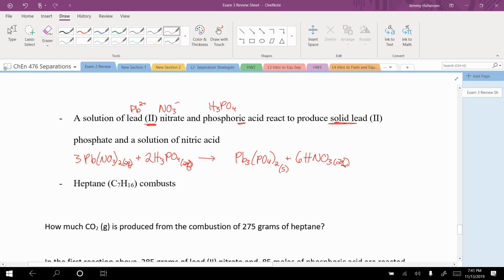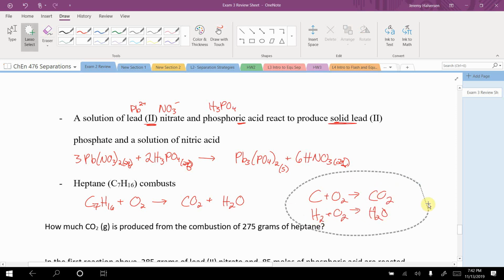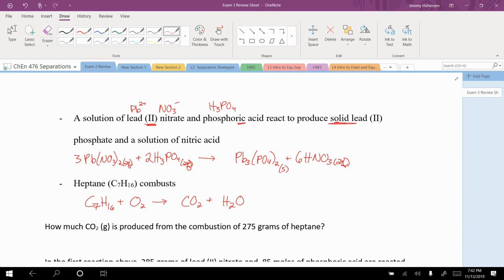Aqueous, because it says solution. All right, heptane combusts. C7H16. I combust it. What happens to it? I add oxygen, and in this case, what's it going to make? Okay, when I burn a hydrocarbon, I get carbon dioxide and water. What if I just burn carbon? Can I get water? No, so I just get CO2. If I burn hydrogen gas, can I get carbon dioxide? No, so I just get water. Does that make sense? But combustion of hydrocarbons leads to CO2 and water.